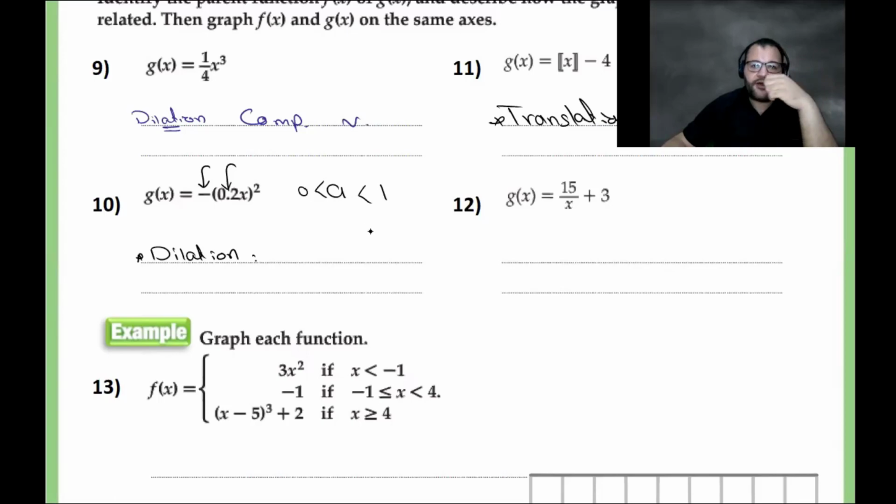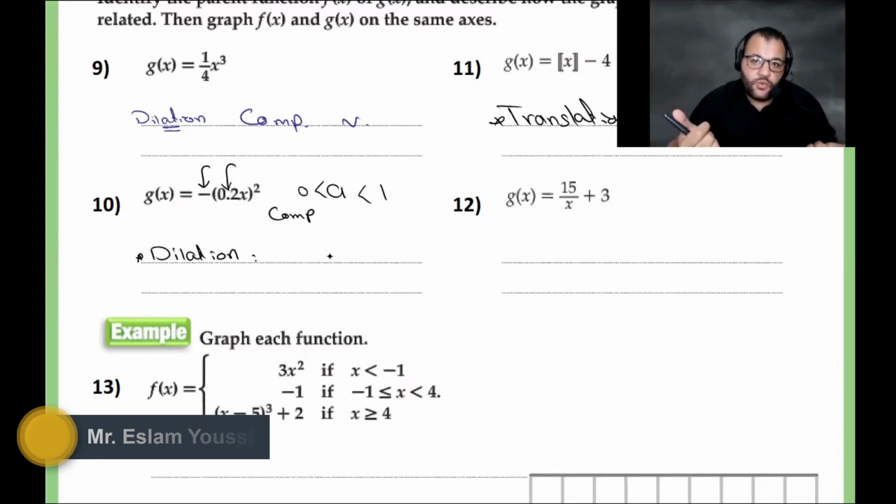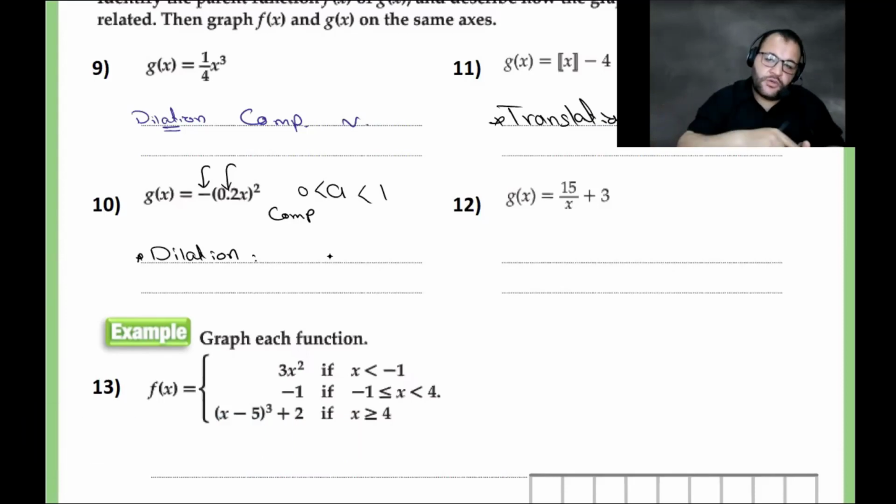When you multiply by a fraction, what will happen to the answer? Compressed. No. The answer is x or y? The answer is y. The answer is y, because y depends on x. The function. If you change the value of x, y will be changed. What is the meaning of y? The answer that you will find.